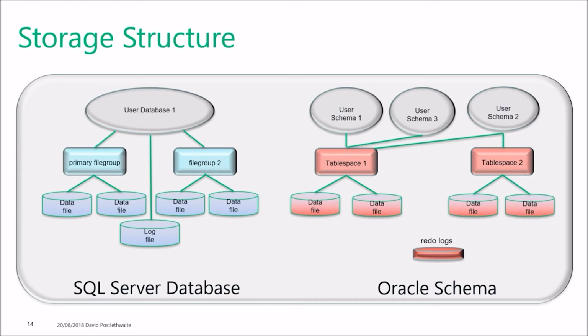Now these redo logs can be used for restores in the same way a transaction log is used. And we also have an undo table space. This is used during an update, a delete or insert to capture the before image of data in case a transaction is rolled back. And these files are shared by all of the schemas.